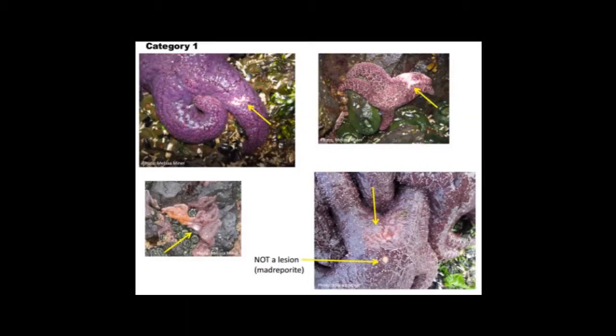According to a study at the University of California, Santa Cruz, the starfish wasting disease has been broken down into 4 categories of symptoms. Category 1: a single white lesion appears on the abactinal side of the sea star. However, this is not to be confused with the madreporite, an important part of the starfish's water vascular system.